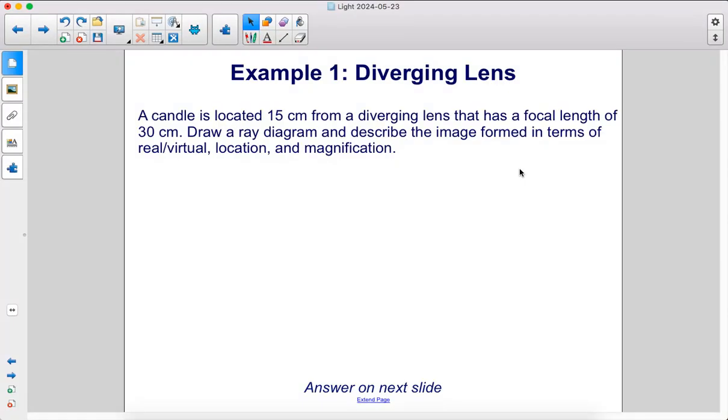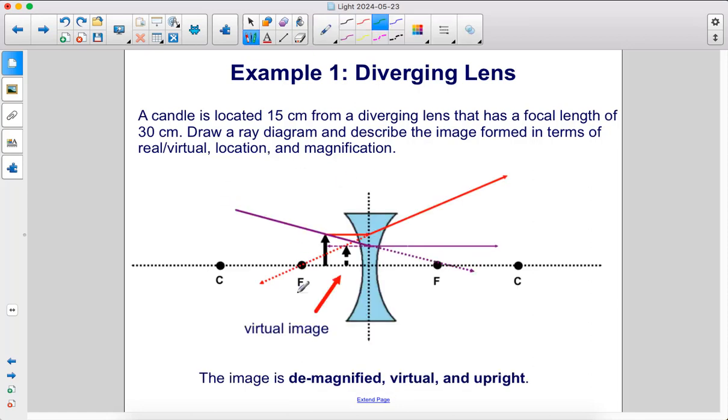A candle is located 15 centimeters away from a diverging lens that has a focal length of 30 centimeters. Draw a ray diagram and describe the image formed in terms of real or virtual, location, and magnification. All right, so because the focal length is 30 centimeters and the candle's located 15 centimeters, that means it's going to be inside of the focal length here.